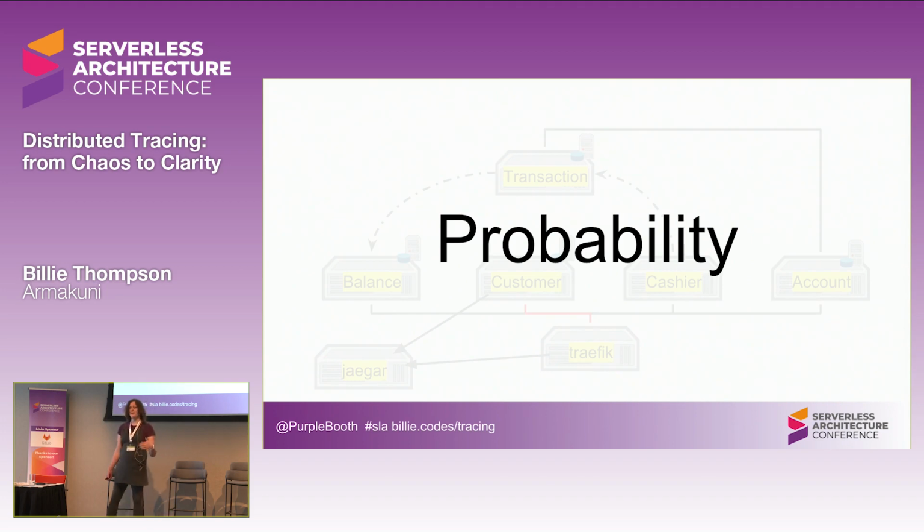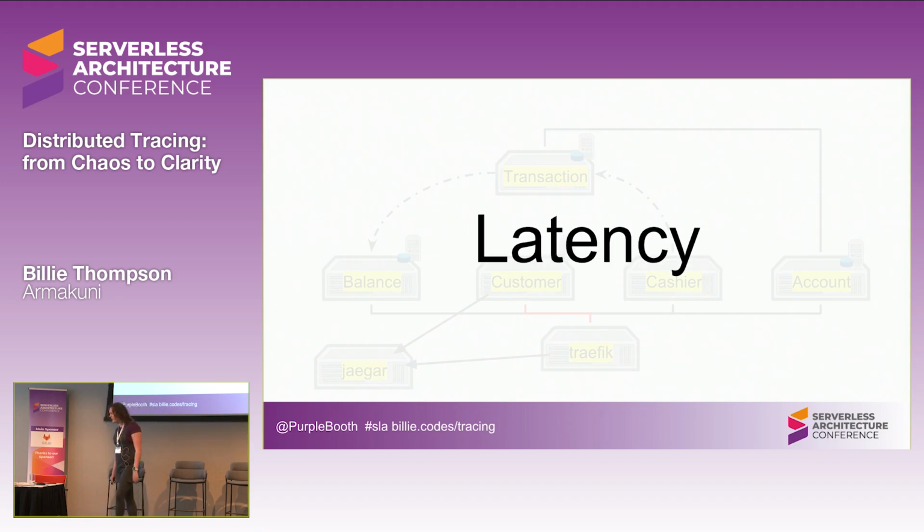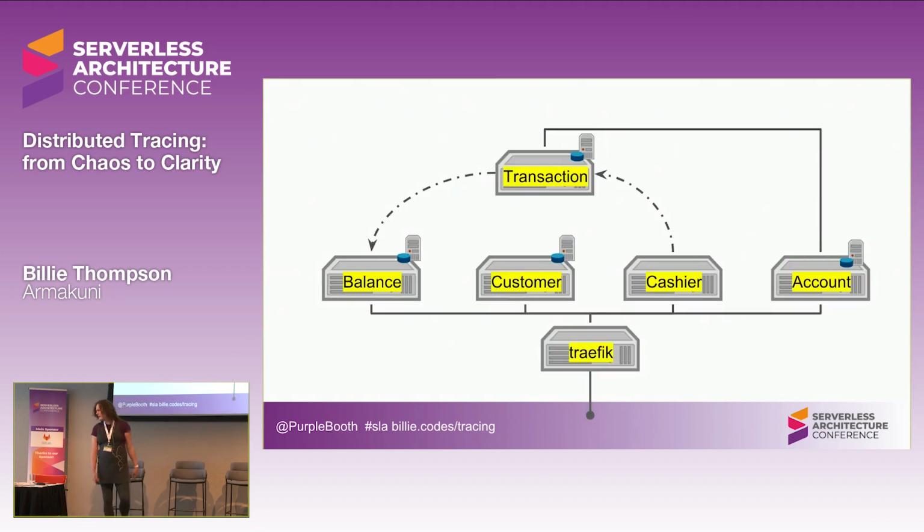This is actually one of the key differences between this technology and metrics: you sample the requests rather than necessarily recording every single one of them. You can also do things like reduce the sampling based on the latency you're receiving. Okay, so let's have a look at another service. A request comes into Traefik and goes to the account service.